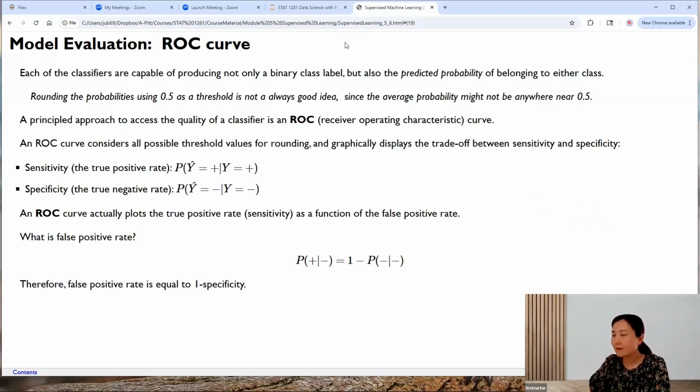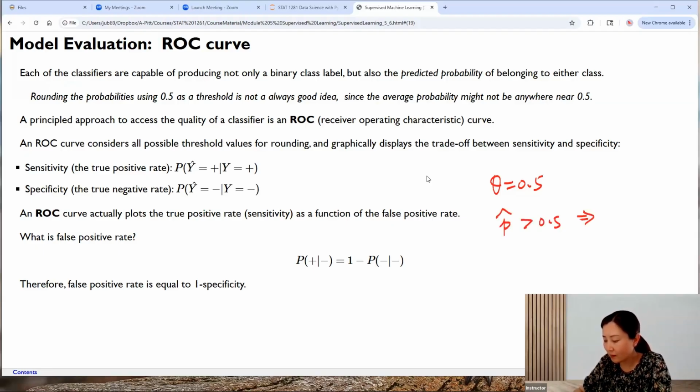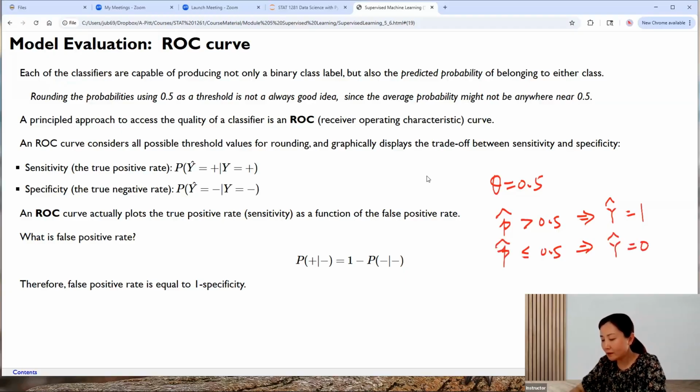However, for classification models, so far, all the models we have talked about, we always use 0.5 as the threshold for predicted probability. Right? If p hat is greater than 0.5, then y hat is equal to 1. Otherwise, y hat is equal to 0. So we always use 0.5. However, in practice, in the real world, it might not be a good threshold.